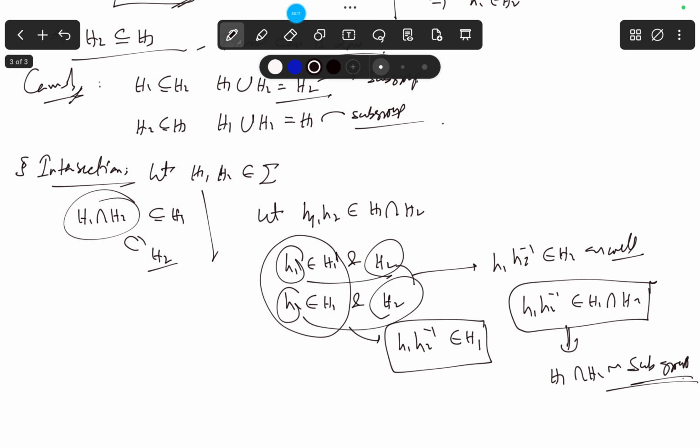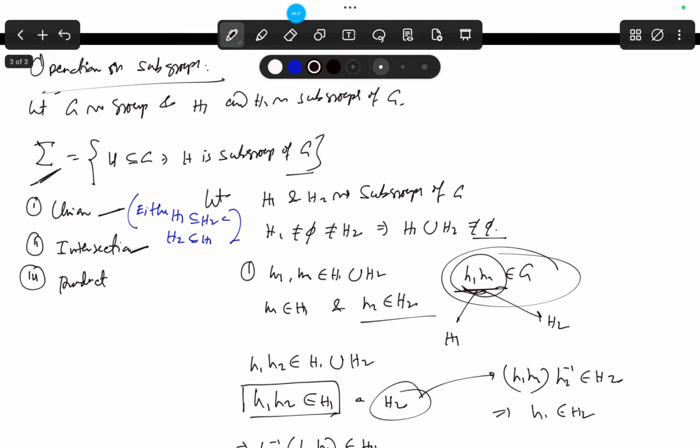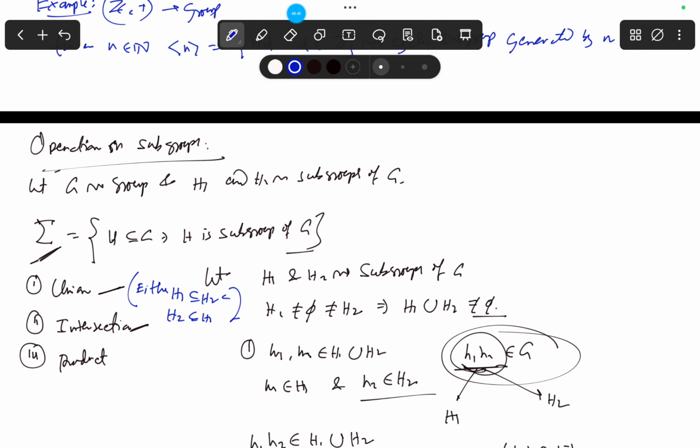Now one can ask what is the guarantee that H1 intersection H2 has to be non-empty? Well, H1 contains the identity element of G, and this is also contained in H2. That means H1 intersection H2 will contain at least the identity element of G. So H1 intersection H2 has to be non-empty, right? So the intersection of any two subgroups is a subgroup, and no condition is needed.